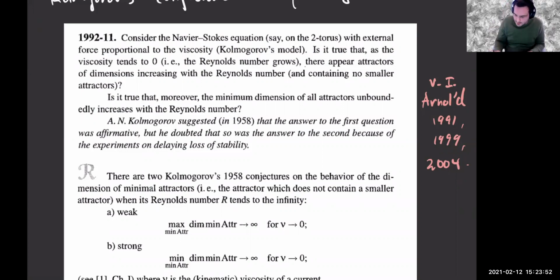Okay, and it's an interesting point here that Kolmogorov in fact suggested that the answer to the weak one was true, but he had some doubts about the answer to the strong one that says every attractor grows in dimension, because of some experiments on delayed loss of stability. And I'm actually going to make some remarks in just a minute about this strong conjecture and some possibilities there. Okay.